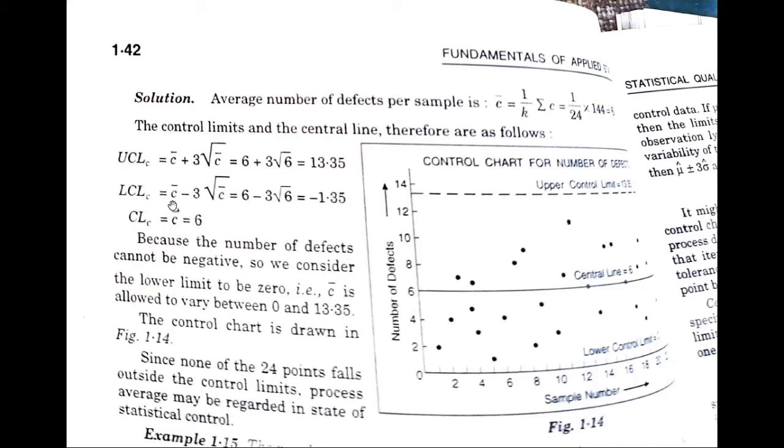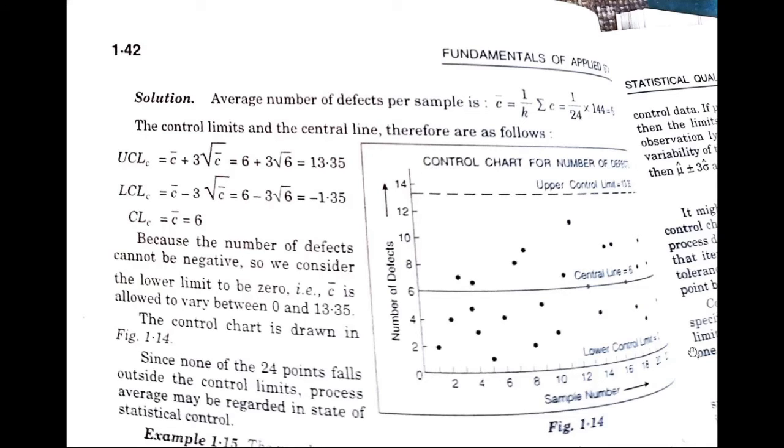Lower control limit is C bar minus 3 root C bar, which is nothing but 6 minus 3 root 6. So it is coming out to be minus 1.35, so we can take it as 0. And the central line is equal to C bar, which is nothing but 6. So this is our control chart, the C chart, control chart for number of defects.